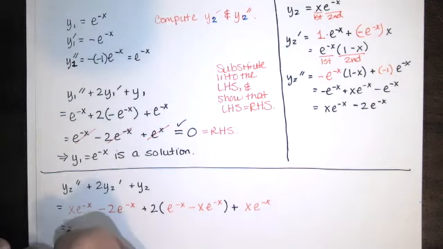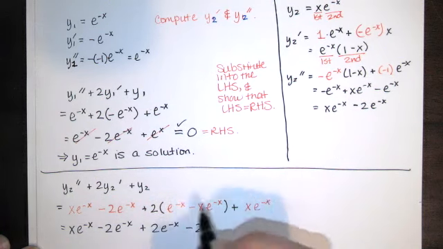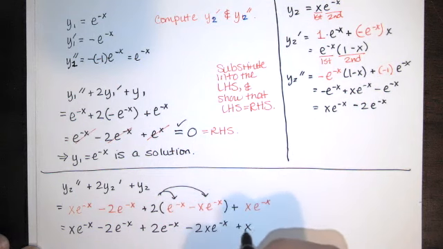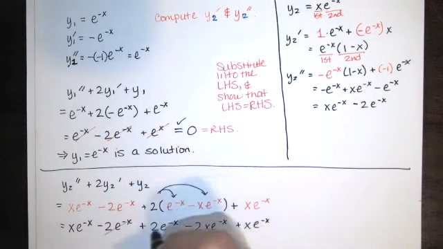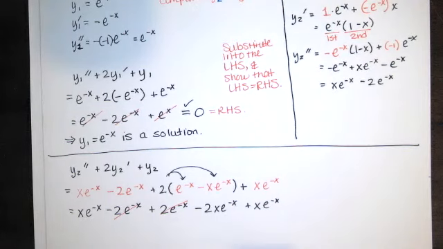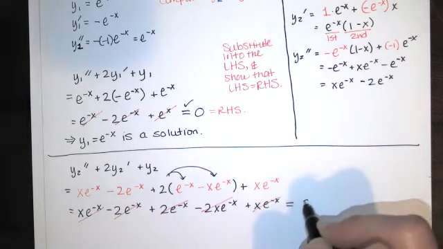We can distribute that 2. It was distributed there and there. And see if anything cancels out. Well, I've got 2 of these. Those are gone. And I've got an x e to the negative x and another x e to the negative x. So that means I have 2 of those, and then I'm subtracting 2 of those. So those are gone. So we get 0.